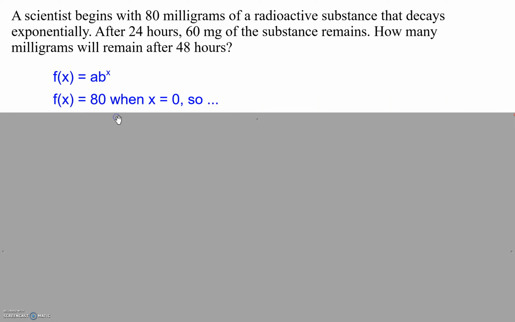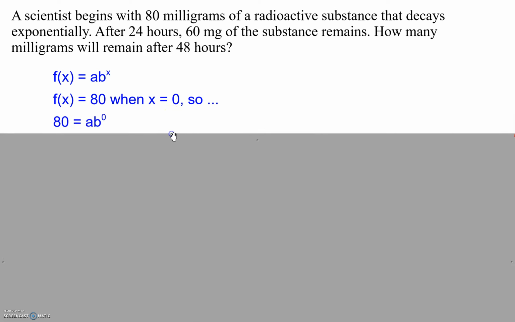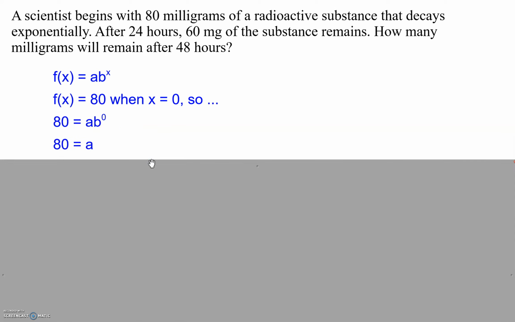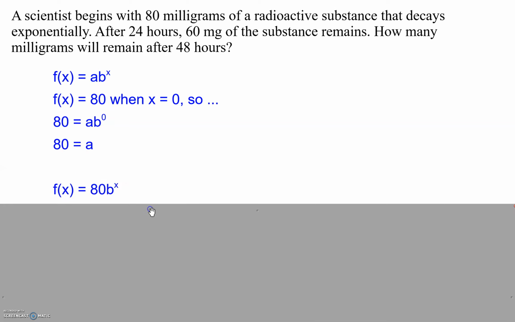Okay, f of x is equal to 80. That's the amount of my substance when x is equal to 0. Plugging x equals 0 into our function and then solving, b to the 0 is 1, we will get a equals 80. Once again, I'm going to take that and put this into my function and come up with this version. f of x is equal to 80 times b raised to the x.